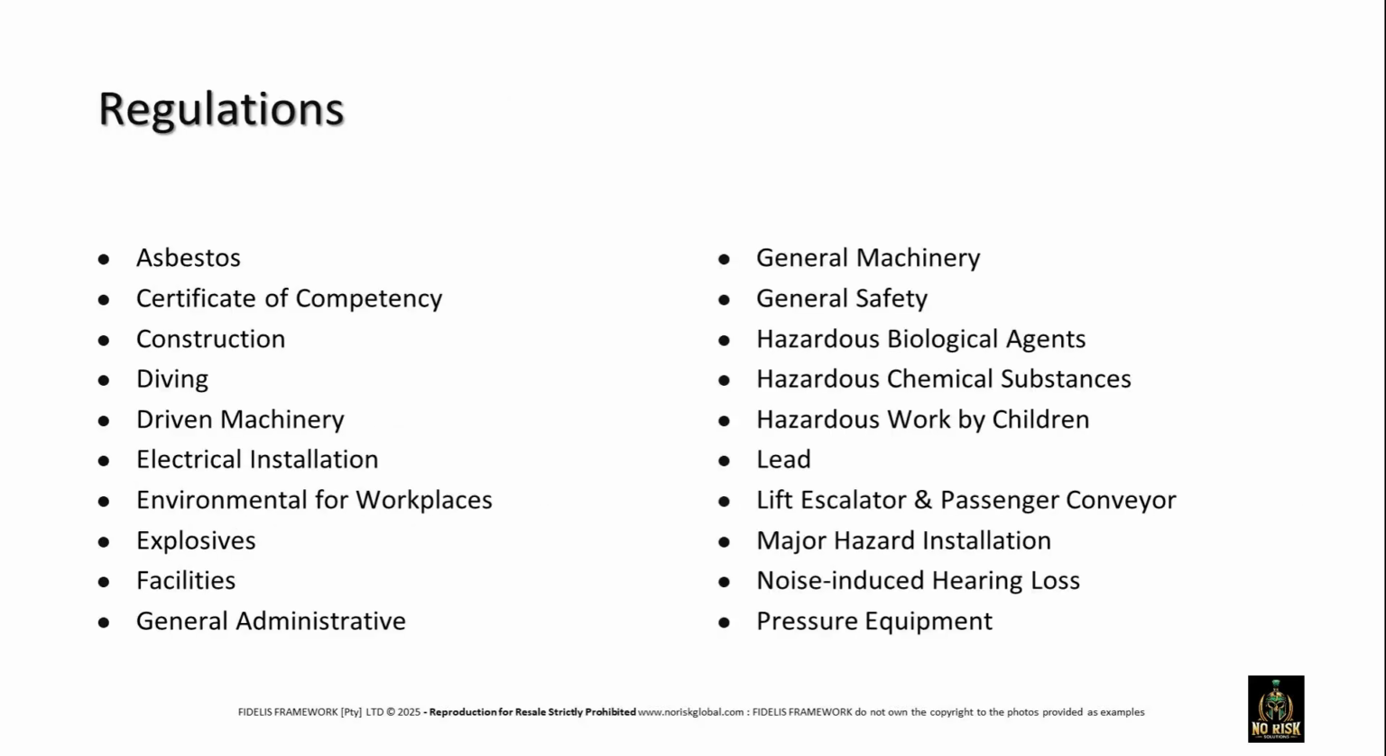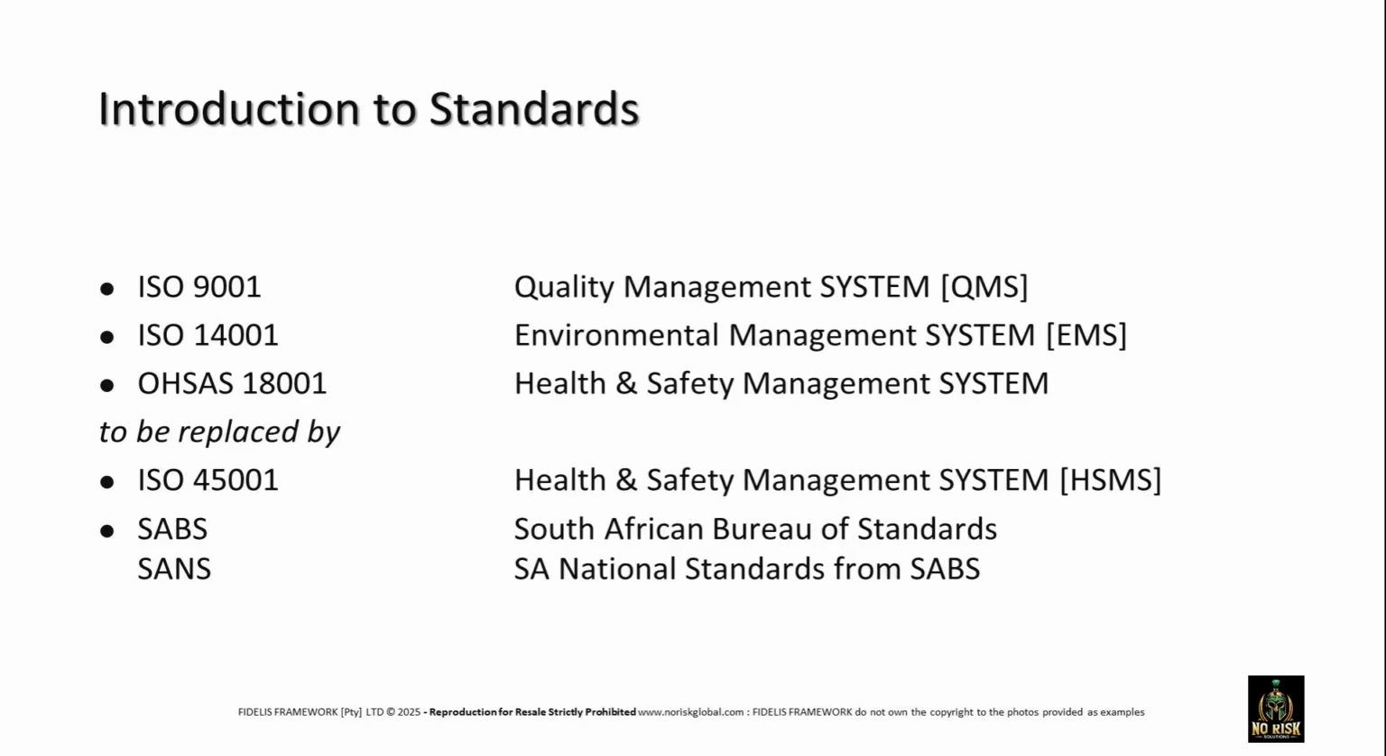The OHSA includes various regulations covering areas like machinery, hazardous substances, and general safety. These regulations are essential for maintaining a safe work environment. Standards like ISO 9001 and ISO 14001 provide frameworks for quality and environmental management. These standards help organizations maintain high safety and quality levels.